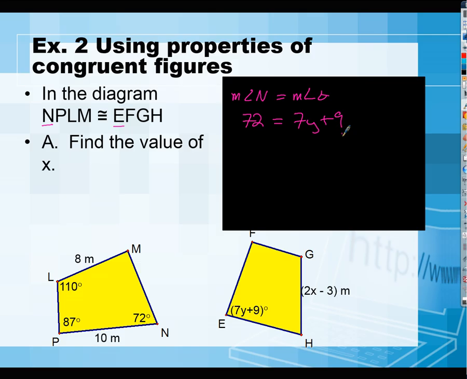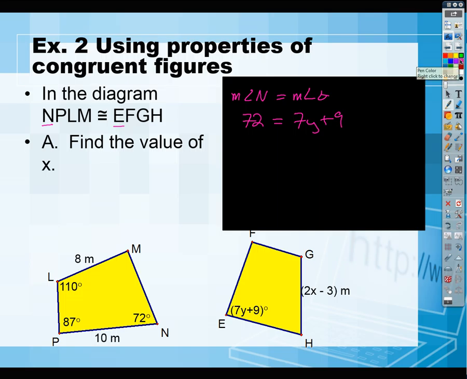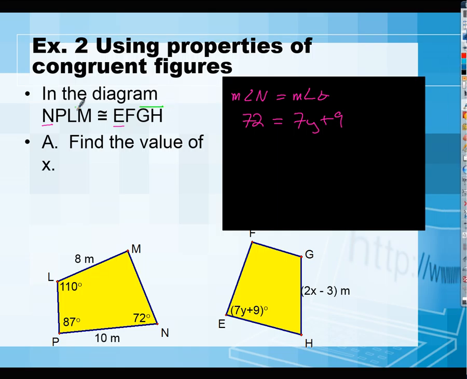Okay, what about for x? What's the relationship we're going to exploit there? Say it again. Okay, so segment GH corresponds to segment LM, right? Good. So then we get GH is 2x minus 3, right? If segments are congruent, their lengths are equal, right? So then that must equal 8. And we could easily solve for x, right? No big deal. Okay.